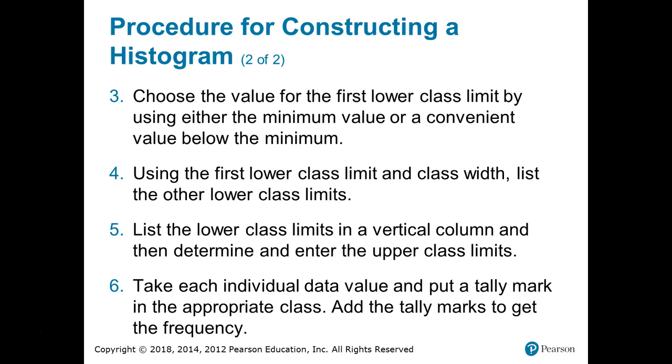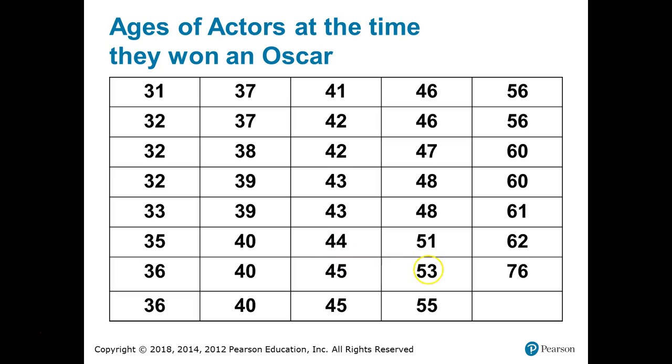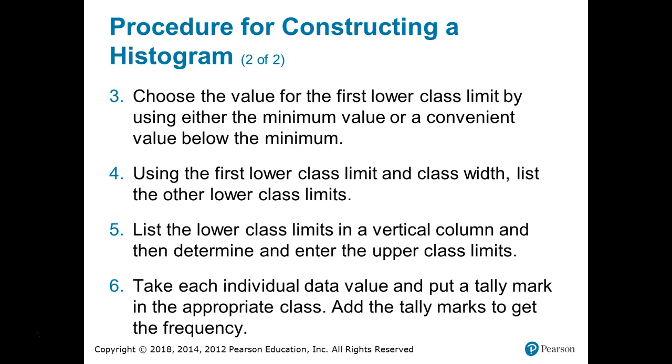Then you choose the value for your first lower class limit. You can either use the minimum, or a convenient value below the minimum. So for ours right here, we might want to do a class width of 10, separating these out by the 30s, the 40s, the 50s, 60s, and 70s, and we want our class to start not at 31. Let's just be convenient and have it start at 30, and then go up until 80. Then you create your lowest class limits and your class width, and then we will plot it.